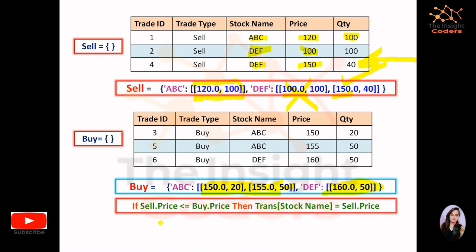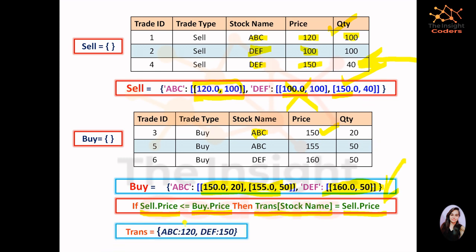Now we need to check if the sell price is less than the buy price. If it is 120 and the person is giving 150 for this, then only can we purchase, otherwise we will not purchase it. So if this condition is true, we will have a transaction. In this transaction, at the key, whatever the company stock name is, as it was ABC for now, we just have to write ABC equals the sell price, not the buying price. You just have to remember this is the sell price. Sell price means 120, not 150 or 155. So this transaction will result in this value.